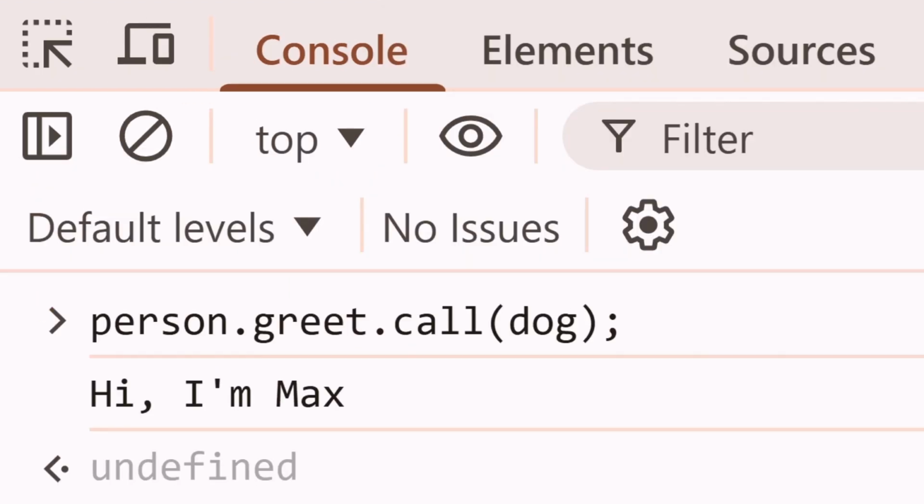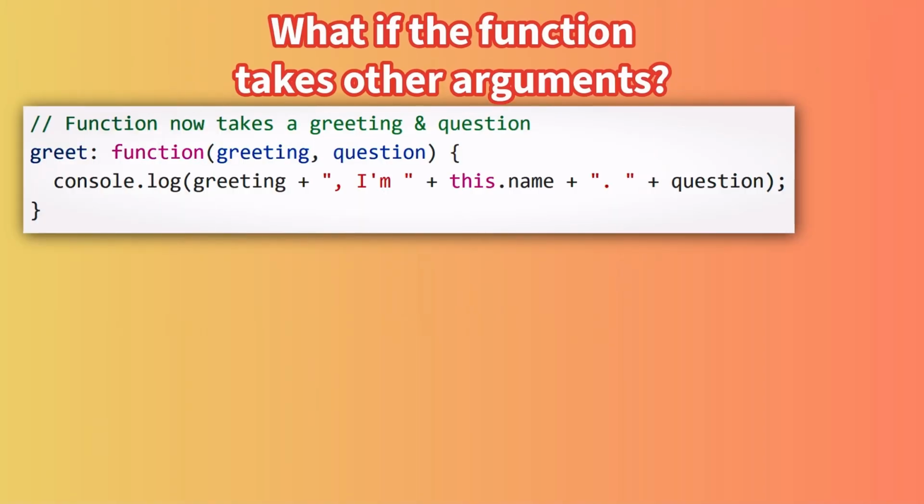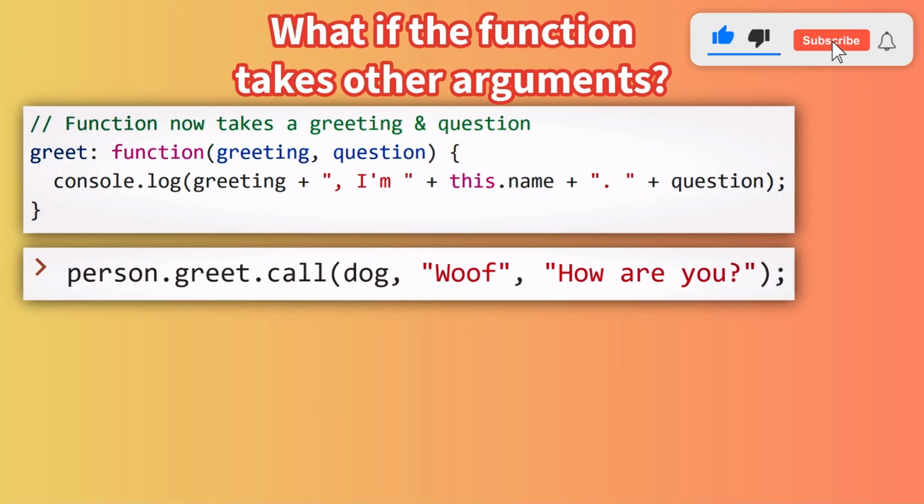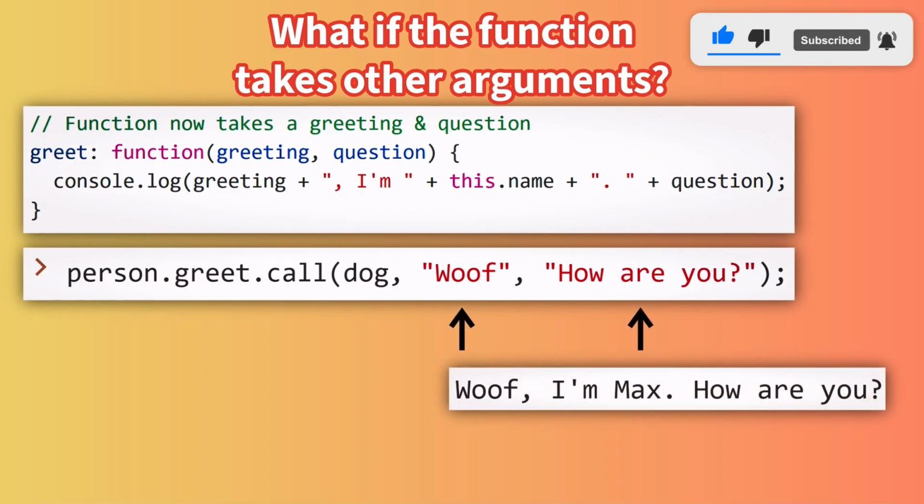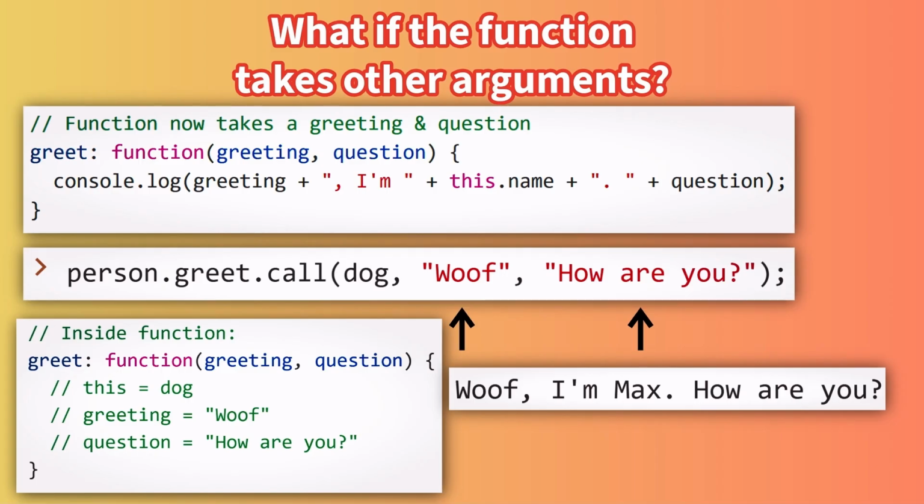And it works. But what if the function takes other arguments? Simple. With .call, you just pass the rest of the arguments one by one after the this object, as shown here. So in .call, the first parameter is the this of our choice. The remaining comma-separated values will be passed to the method as the arguments.